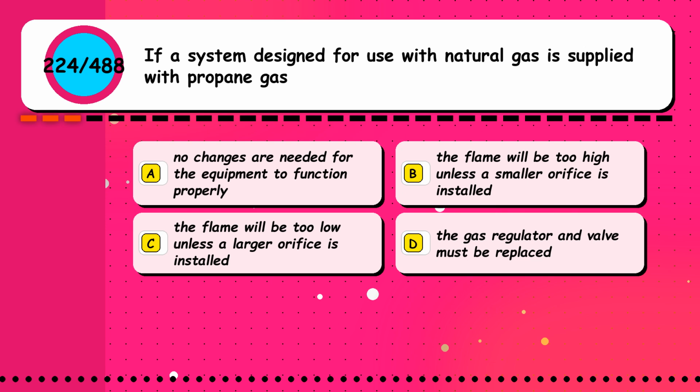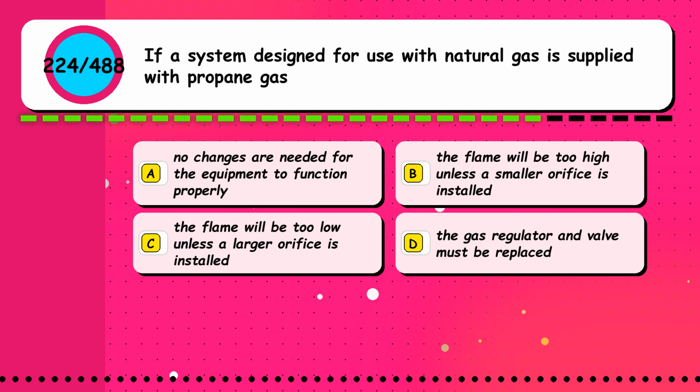If a system designed for use with natural gas is supplied with propane gas. Option A. No changes are needed for the equipment to function properly. Option B. The flame will be too high unless a smaller orifice is installed. Option C. The flame will be too low unless a larger orifice is installed. Option D. The gas regulator and valve must be replaced.